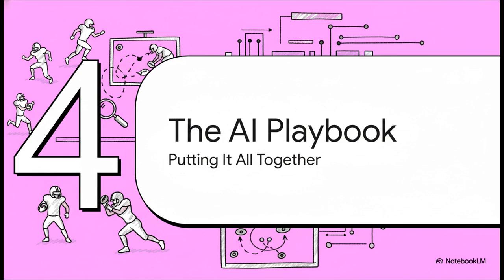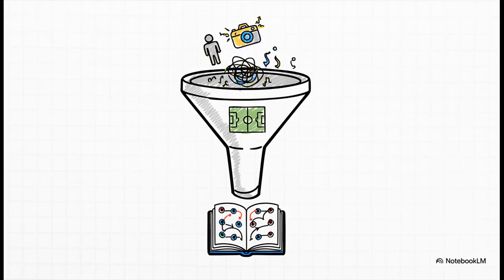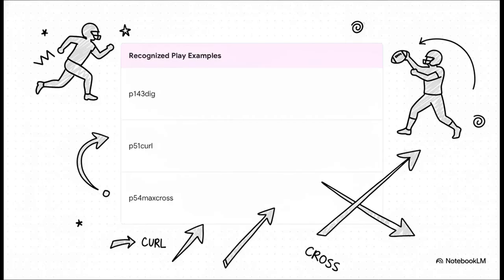Okay, so let's put it all together. They figured out how to track the players, they solved the puzzle of identifying their positions, and now they can recognize individual actions based on their movements. So when you stack all of those layers of understanding on top of each other, what's the end result? You get the whole shebang, the holy grail, a system that could recognize entire, complex plays straight out of the playbook. And we're not talking about just general categories like it's a run or it's a pass. No way. The system was identifying specific, named plays from the playbook, things like P51 curl or P54 max cross. It was actually reading the game tape with the same level of detail as a human analyst. That impossible request from the coach at the beginning, they had actually done it.